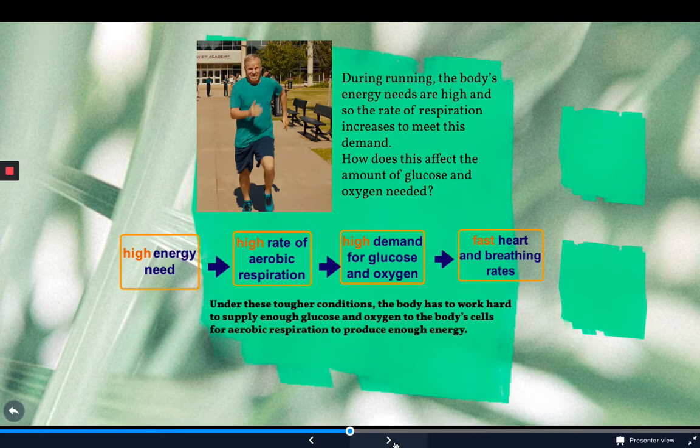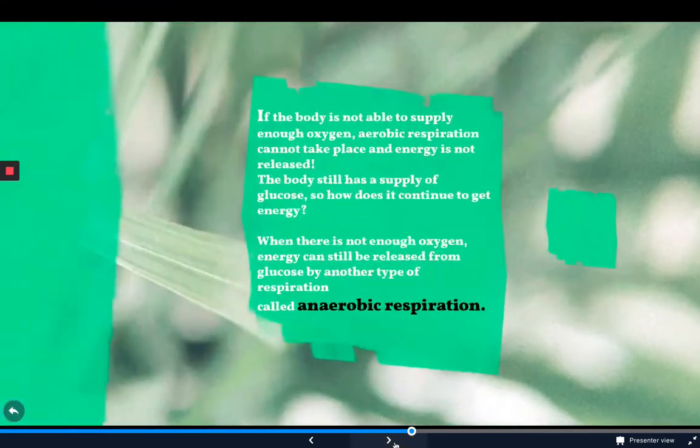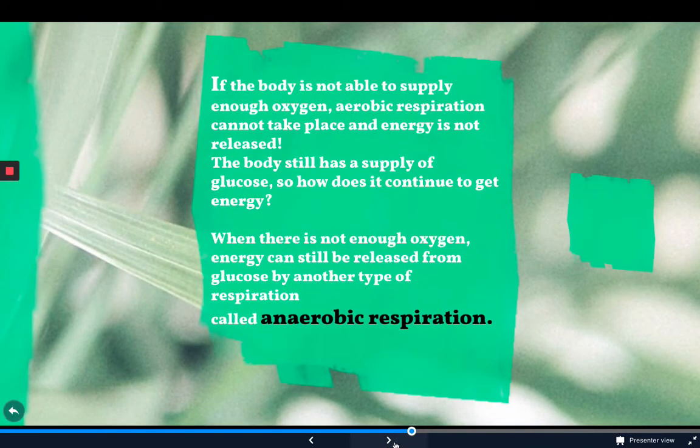Under these tougher conditions, the body has to work hard to supply enough glucose and oxygen to the body's cells for aerobic respiration to produce enough energy. Sometimes during strenuous exercise, the breathing rate and blood flow are not able to deliver enough oxygen to the body cells. How does this affect the release of energy? If the body is not able to supply enough oxygen, aerobic respiration cannot take place and energy is not released. The body still has a supply of glucose, so how does it continue to get energy?